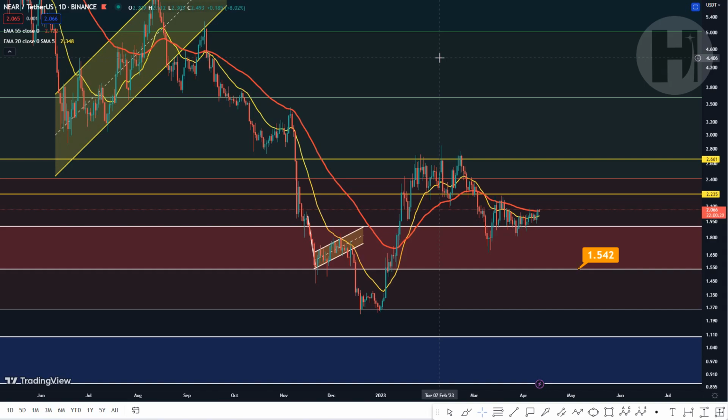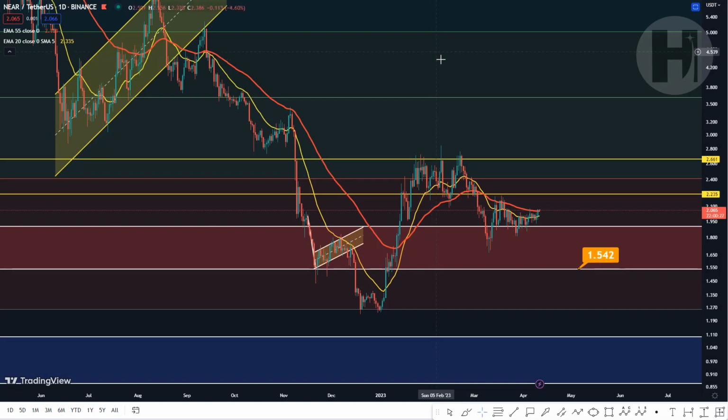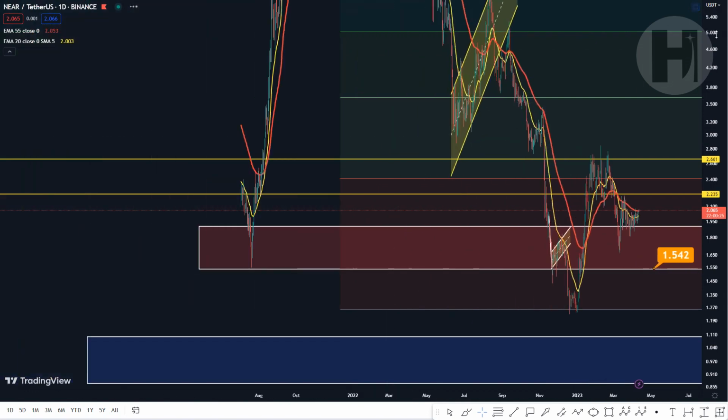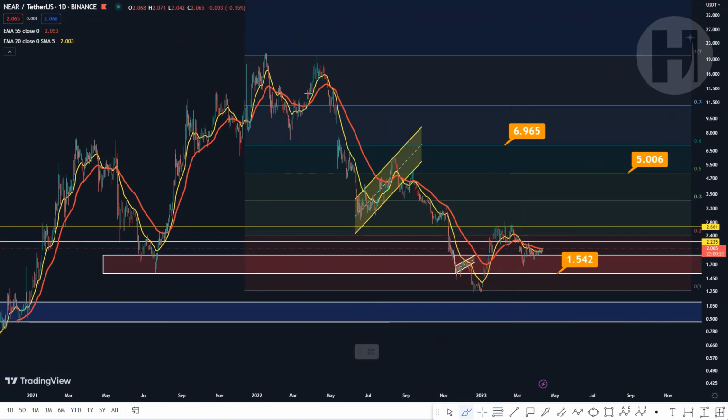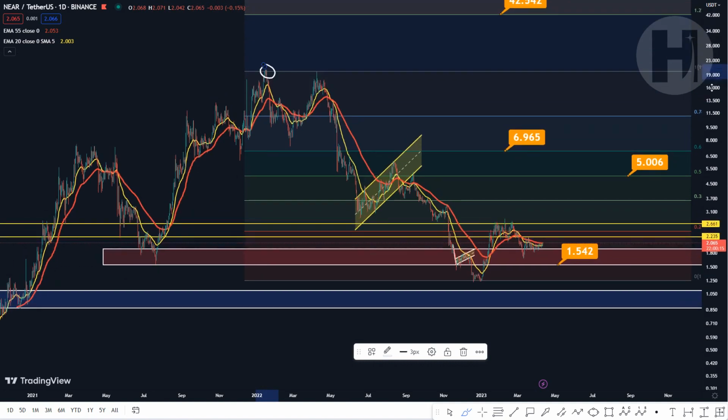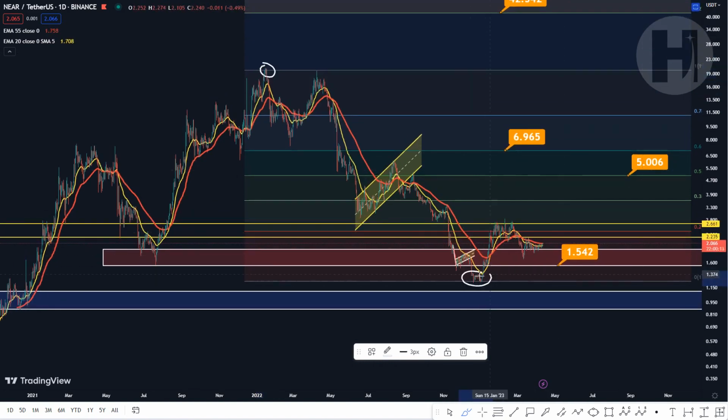Now, let's jump straight into the TA. Taking a look at the daily chart, if I zoom out, we have a Fibonacci retracement set up from the swing low printed all the way up here in January 2022, and the swing low printed all the way down here in January of 2023.